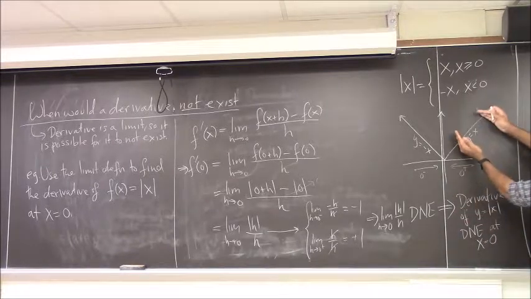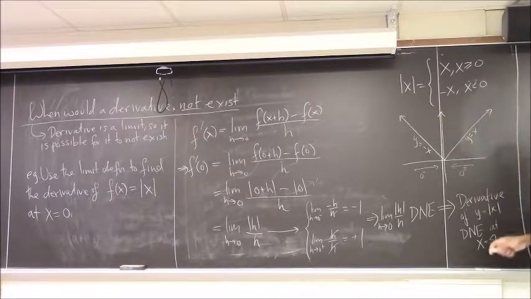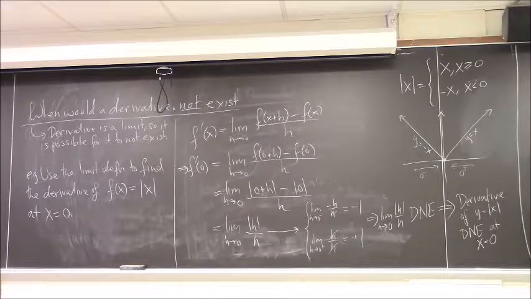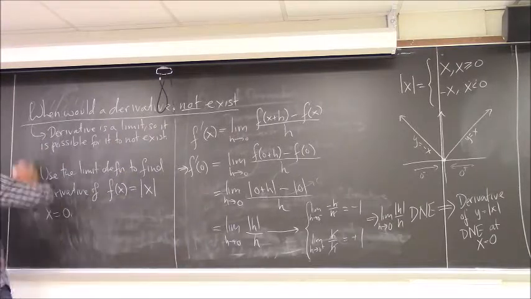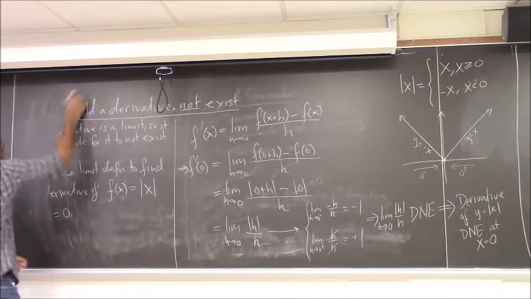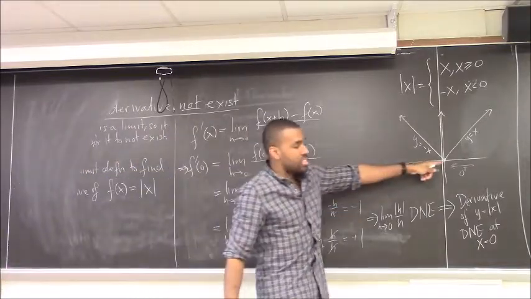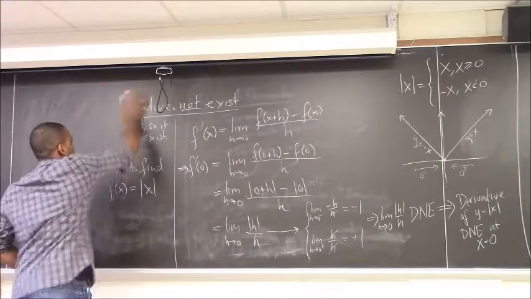It of course exists elsewhere, because the slope here is clearly 1, the slope there is clearly minus 1. So as long as we're not at that point, the derivative will exist, but at that point the derivative doesn't exist. So this is a very standard example for when the derivative does not exist. This is a nice example because the function is continuous there, it exists, but the derivative itself doesn't exist.